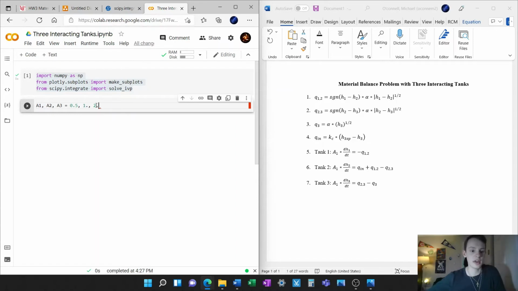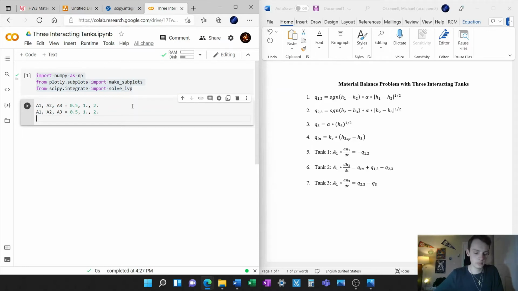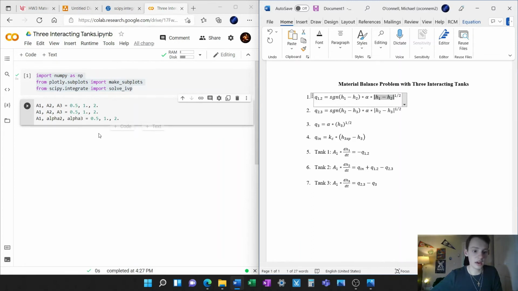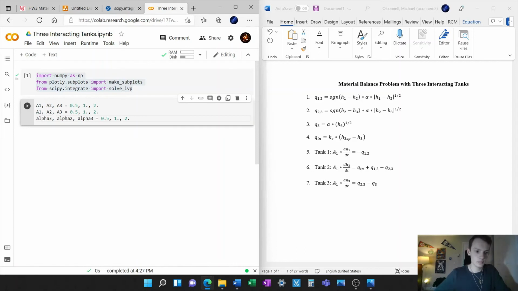And the heights, I believe, are going to be the same thing. And then we'll also need this for alpha as well. So this would be alpha 3, and then we would have alpha 2 and alpha 1, and once again, that is this term here, that proportionality in front of the square root of the height differences. So that's what we have there. And those are all going to be 0.1.